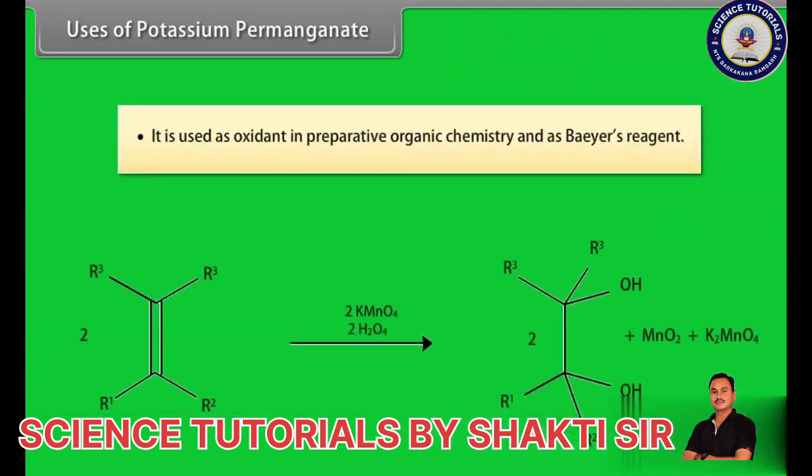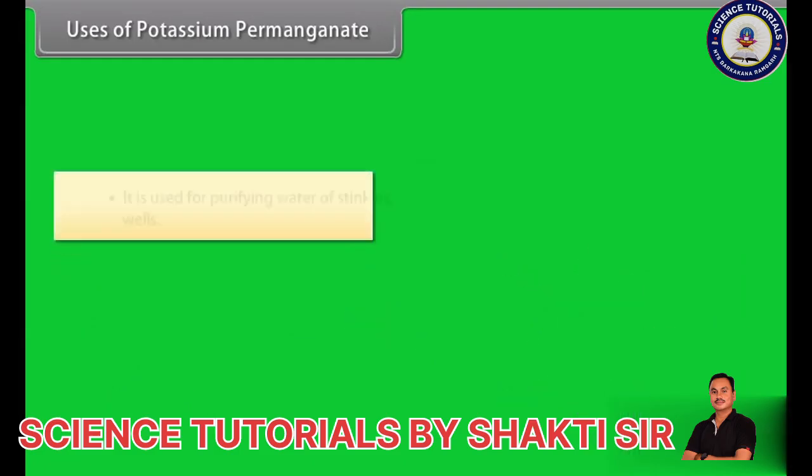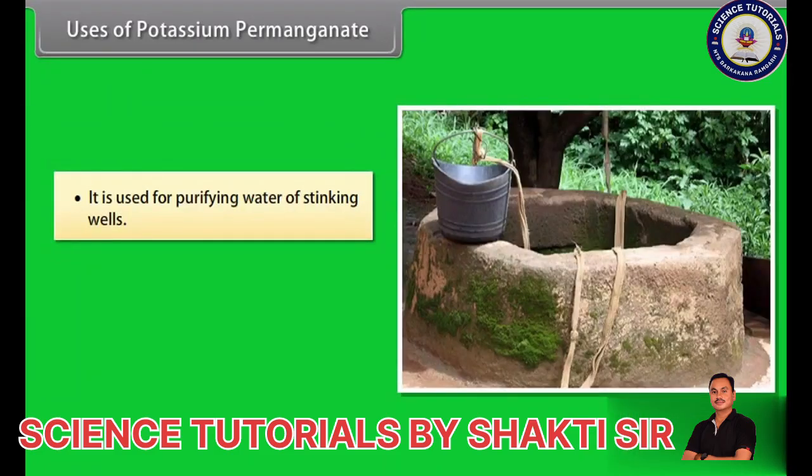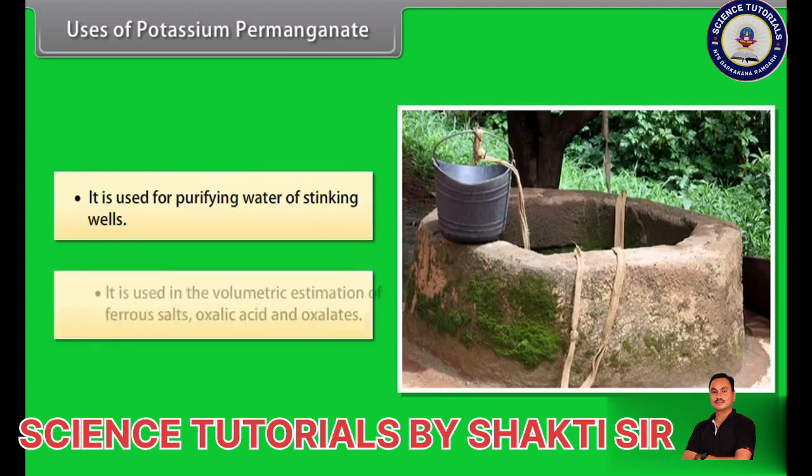It is used as oxidant in preparative organic chemistry and as Baeyer's reagent. It is used for purifying water of stinking wells. It is used in the volumetric estimation of ferrous salts, oxalic acid and oxalates.